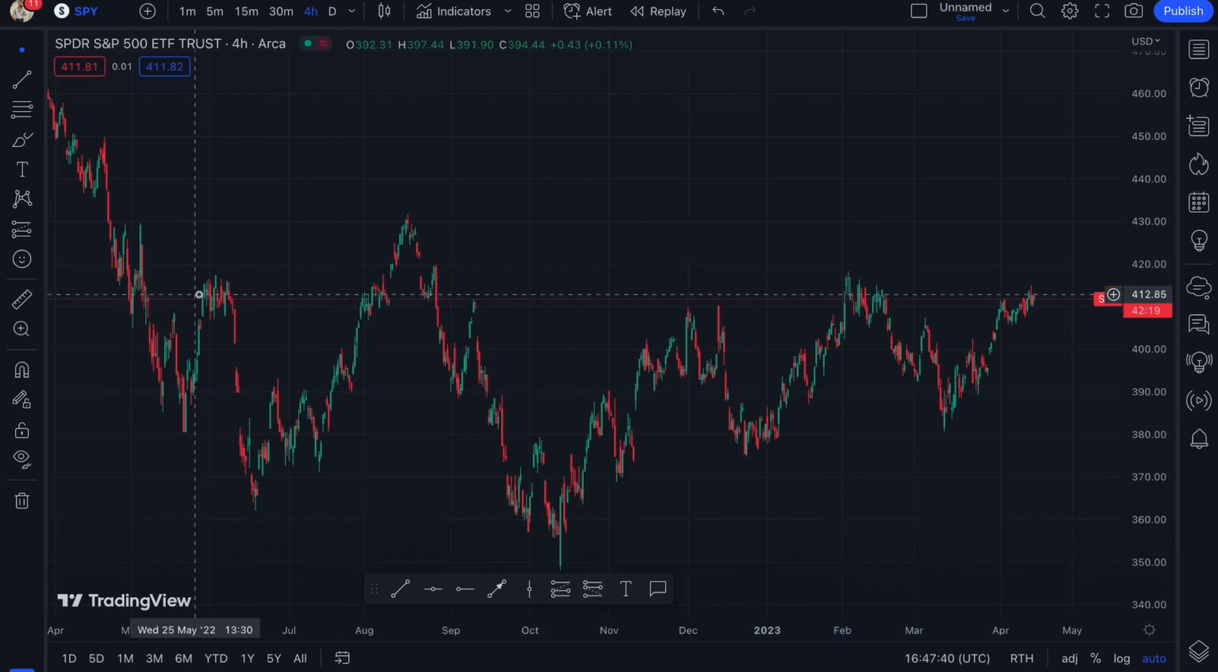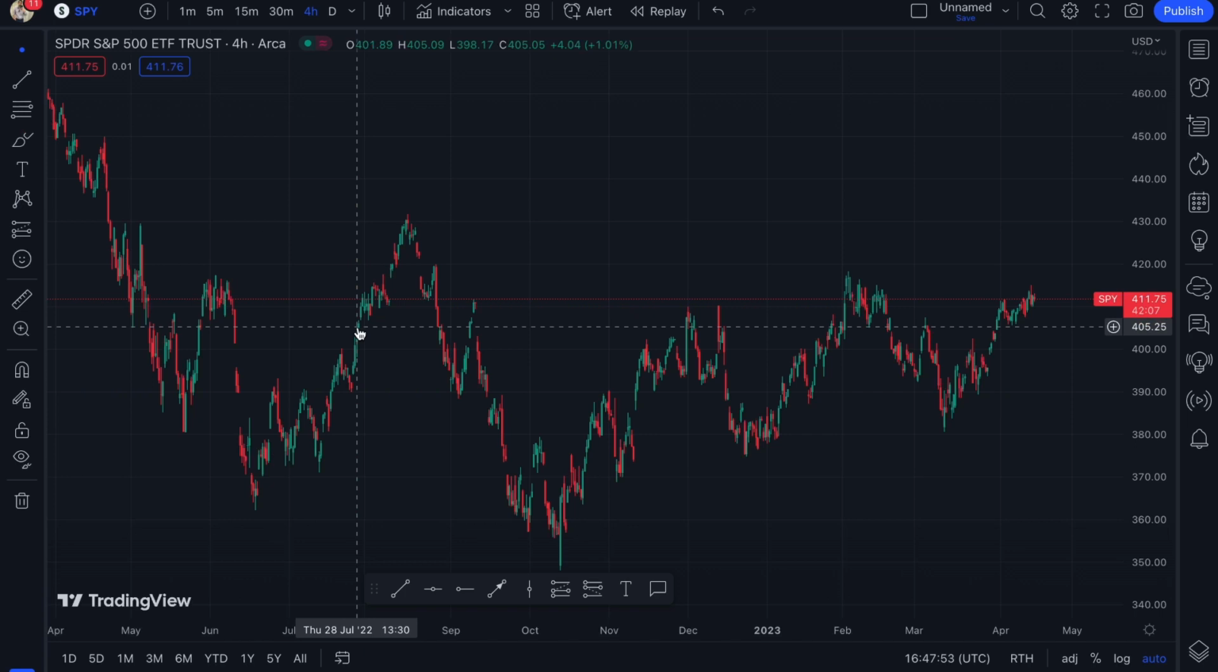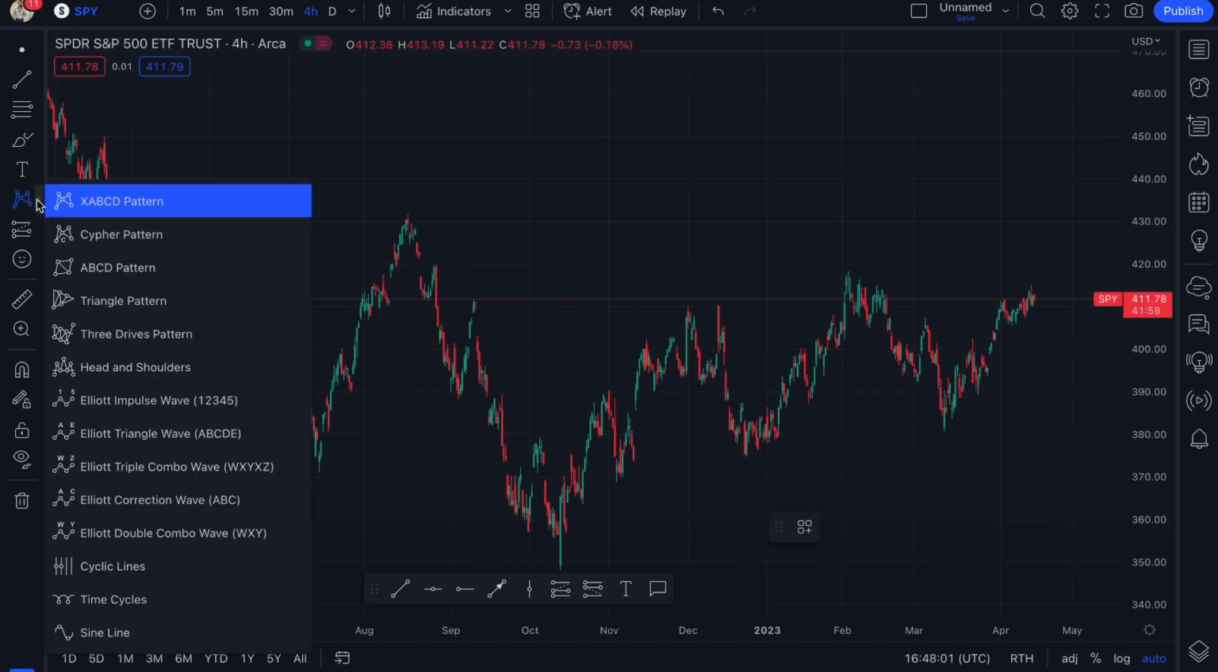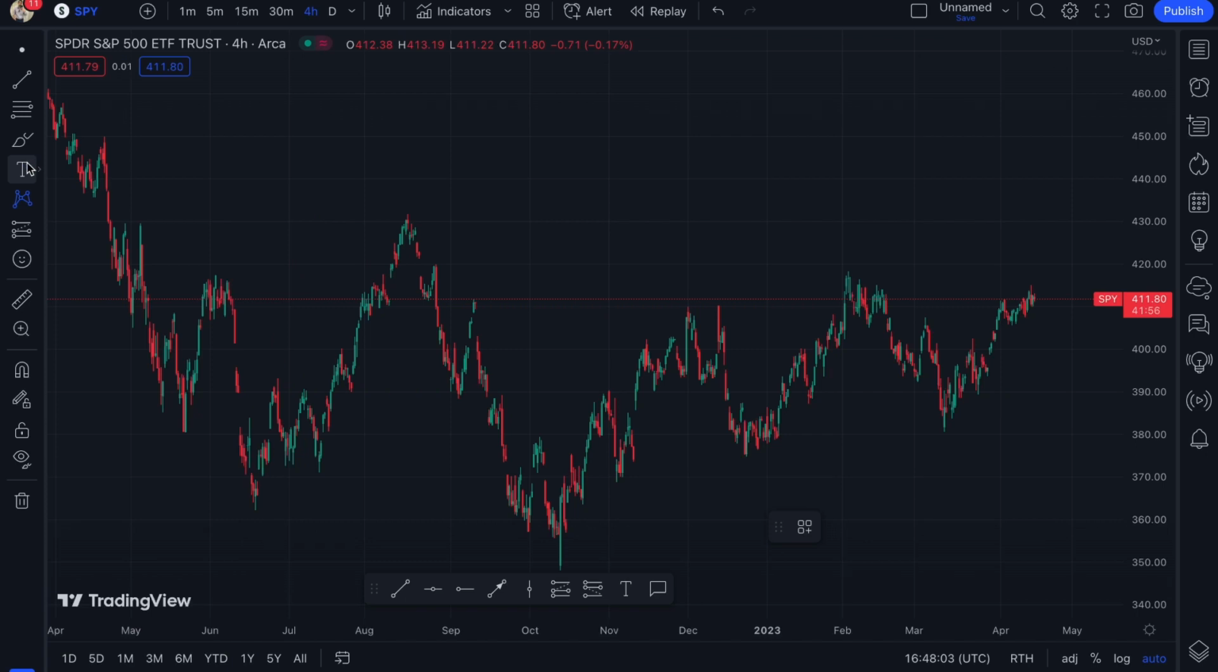So if you draw this, it breaks through and then comes back down. I like to do rectangular boxes, and the reason is we can give it a range of support instead of just a line, so we don't have to look at it like that. Let me just see where my rectangular box is. I forget where it is.